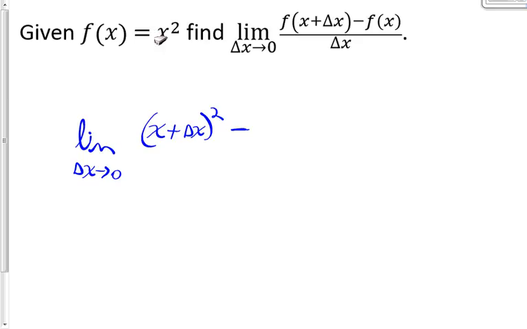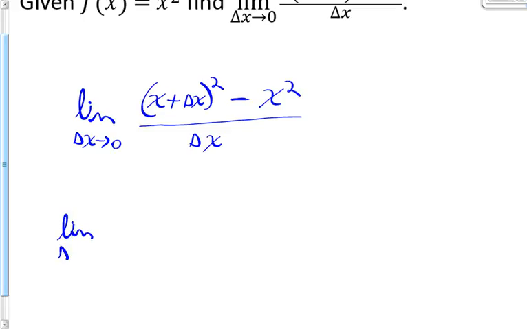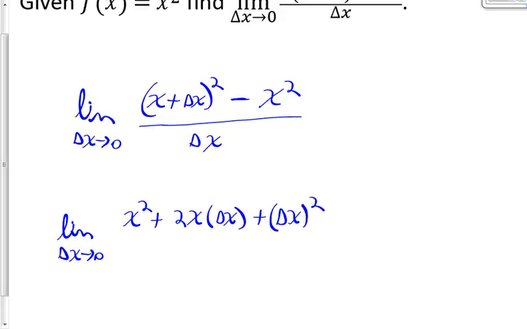Well, f of x is just x squared, and this is all divided by delta x. All right, let's simplify this a little bit. So the limit as delta x approaches 0, and (x plus delta x) squared gives me x squared plus 2x delta x plus delta x squared. And I still have the minus x squared in the numerator also. And this is all still divided by delta x.